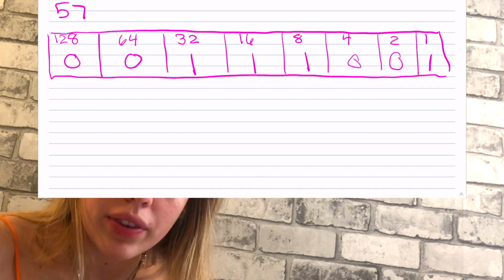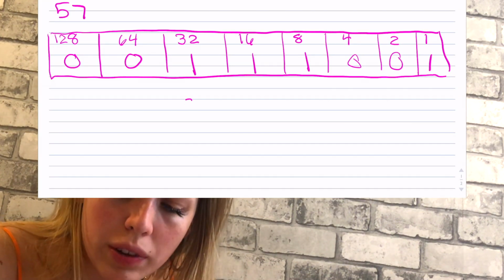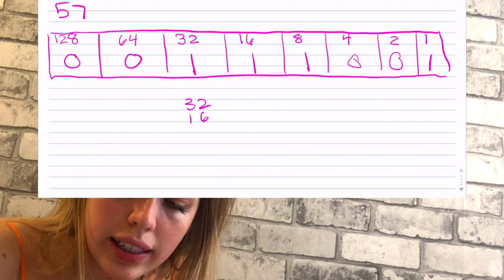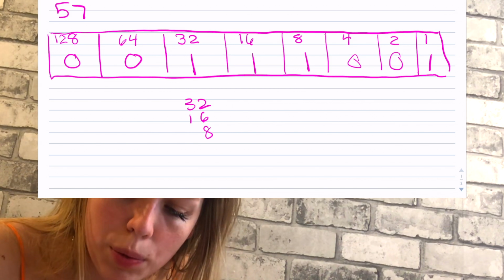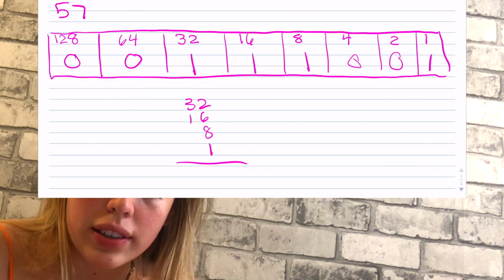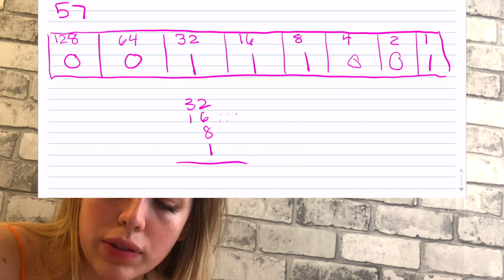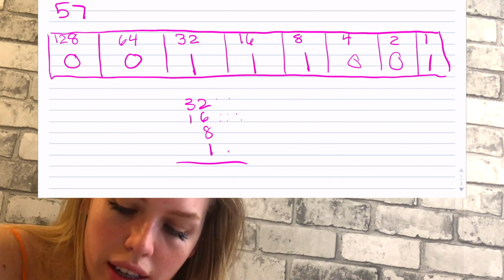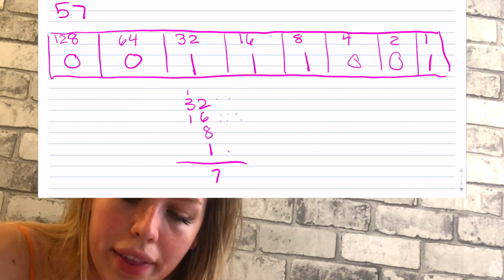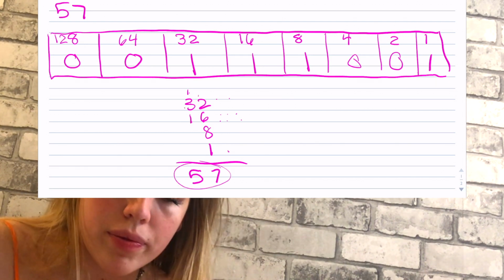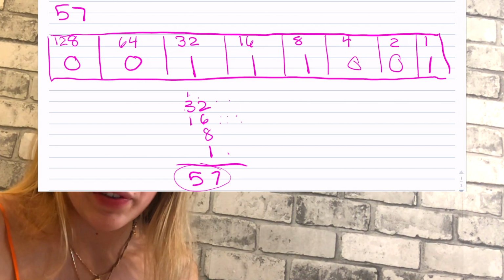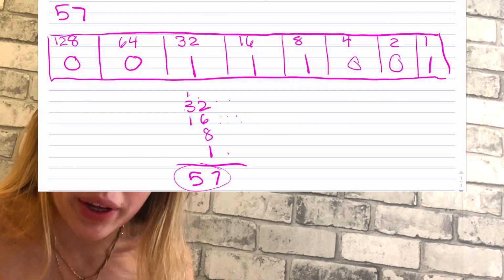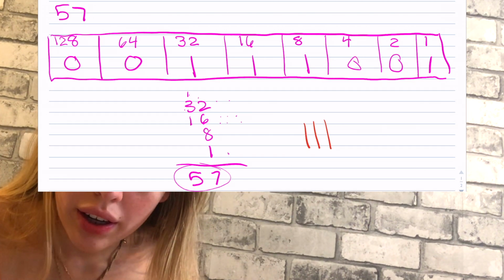What we're doing is adding up all these numbers together, so we've got 32, plus 16, plus 8, plus 1. So once you add that all together, 8, 9, 10, 11, 12, 13, 14, 15, 16, 17. And then we've got 1, 2, 3, 4, 5. And that makes 57. So the binary code for 57 would be 111001.